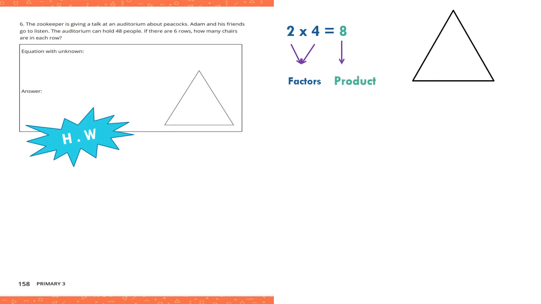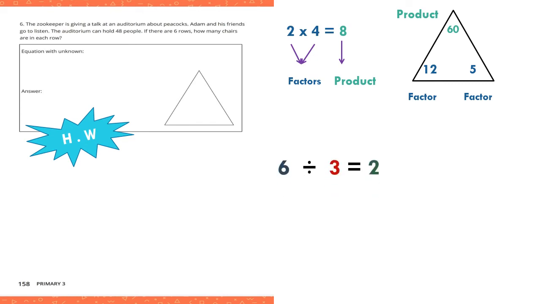Now let's revise the multiplication and division equations. 2 times 4 equals 8. We always say that 2 and 4 are factors. 8 is the product. So to write them in the fact family triangle, we will write the product on the upper part of the triangle, and in the below the factors.